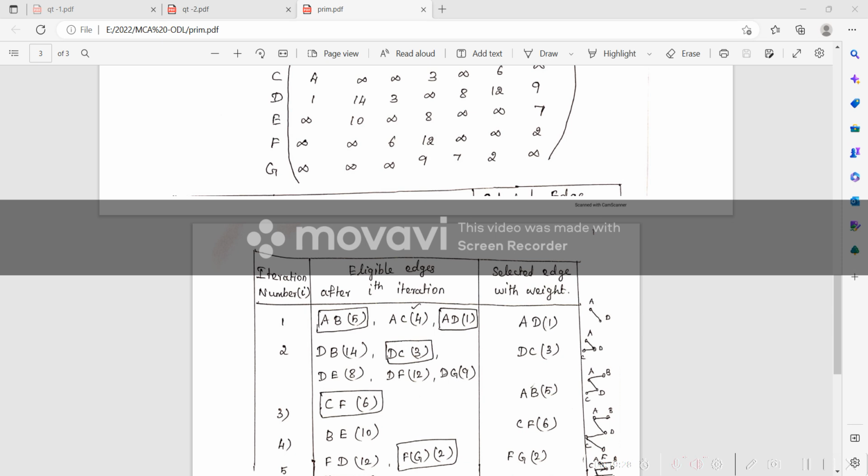Okay, all these edges we have to consider. So this one is 14, 8, 12, 9 and 6. So among those the least weight will be the 6 only. Okay. So we have to select in this iteration this edge CF.